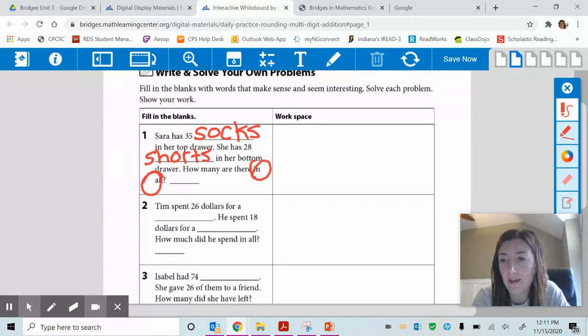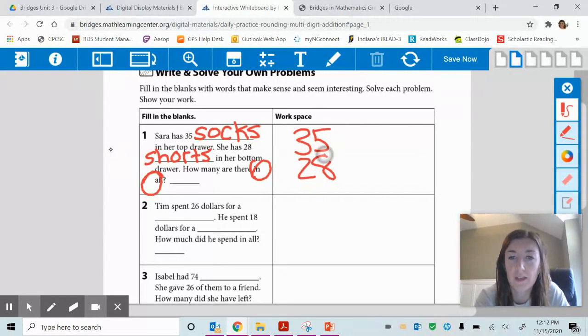So how many items in all does she have in her top drawer and her bottom drawer? So what we would do is take 35 plus 28. Now this unit will also be talking about different addition strategies, so you can use any strategy that you like. I'm just going to use the standard algorithm to solve this one. So I'm going to take 8 plus 5 is 13. 3, 4, 5, 6, so 63.